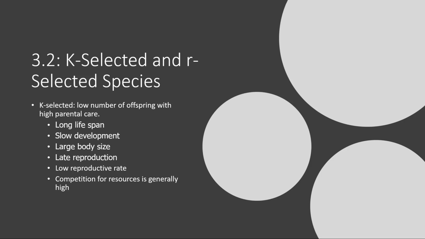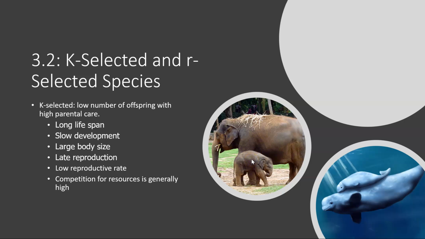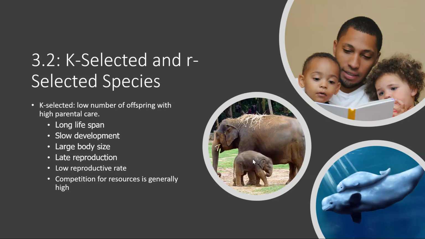Now, another thing is that because of the longer lifespans, etc., they often tend to have habitats in which there's a higher competition for resources. So some examples would be like elephants, right? Often just one elephant child at a time, right? They're often in gestation for long periods of time, but elephant mothers, and in fact their herds, tend to care for those young all the way until adulthood. Whales are another example, and then humans are a K-selected species as well.